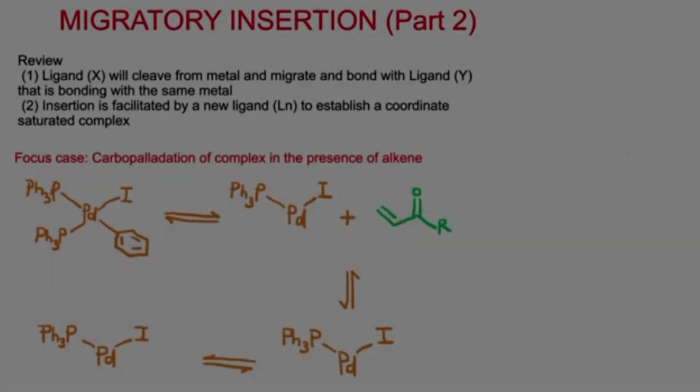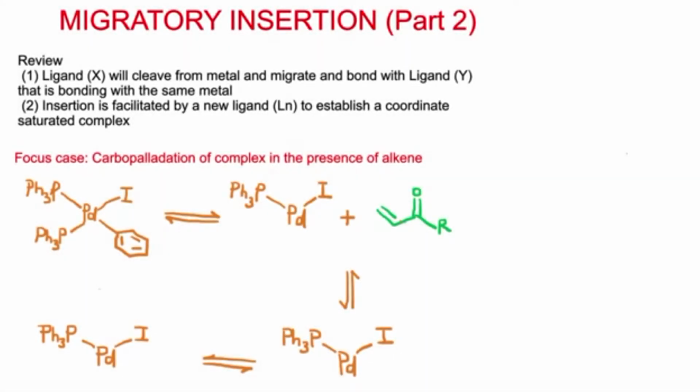Now in this video we're going to focus on part 2 of migratory insertion, which is the link between oxidative addition and reductive elimination in a specific cyclic organometallic catalytic reaction. So in this part, let's do a little bit of a refresher on what we talked about in our previous video.